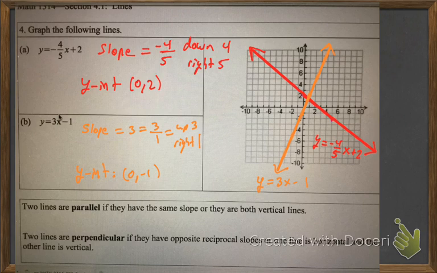Two lines are perpendicular if they have opposite reciprocal slopes, or one line is horizontal and the other is vertical. So for example, if we had m is 3, then the perpendicular would be the opposite reciprocal, so opposite sign would be negative, and then flip 3 over to become 1/3. Or for example, if we had m was negative 2/5, the perpendicular slope would be the opposite sign, which would make that positive, and then the reciprocal.